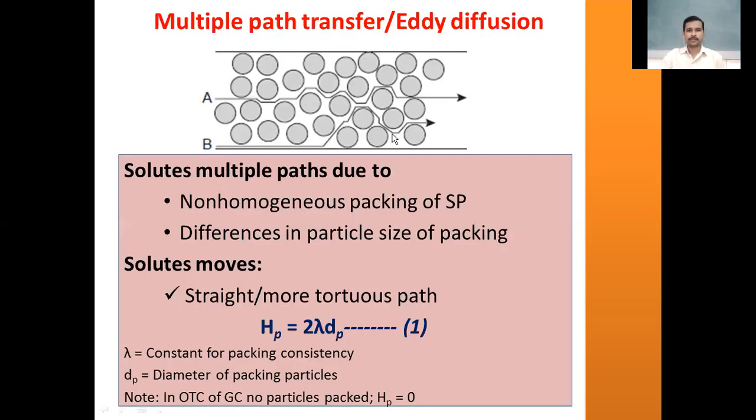So let us take the first factor, movement of the solute in multiple paths or multiple path transfer, which is also known as eddy diffusion. Assume this is a chromatographic column, and all these circles are nothing but the stationary phase particles.